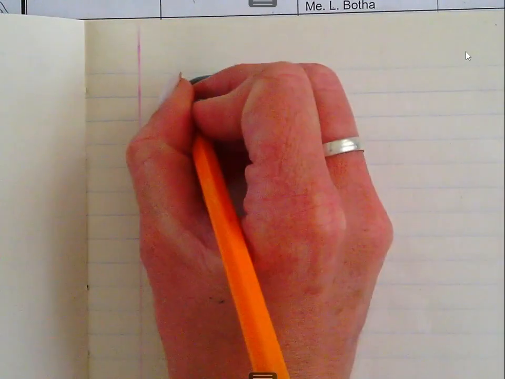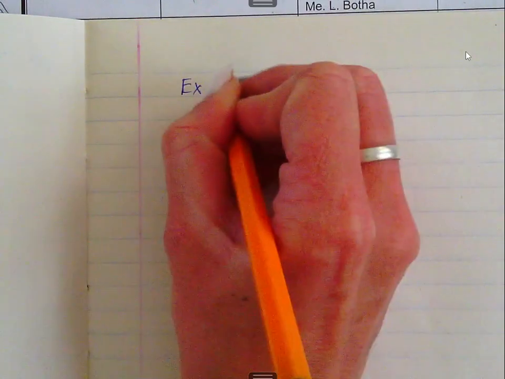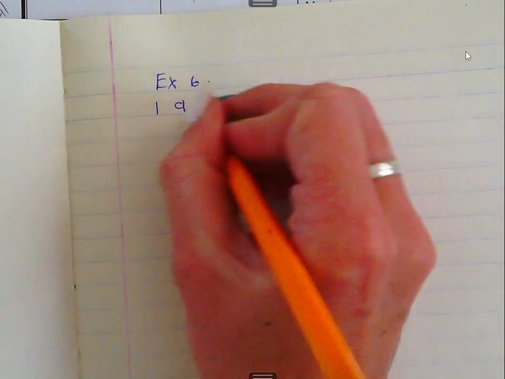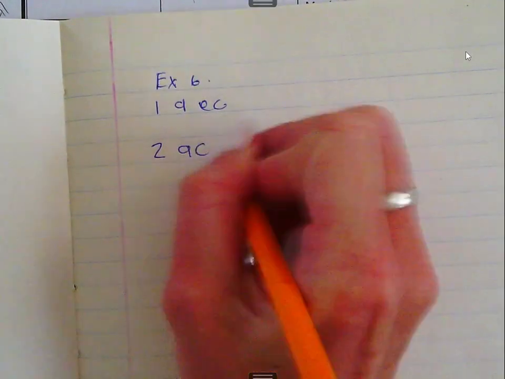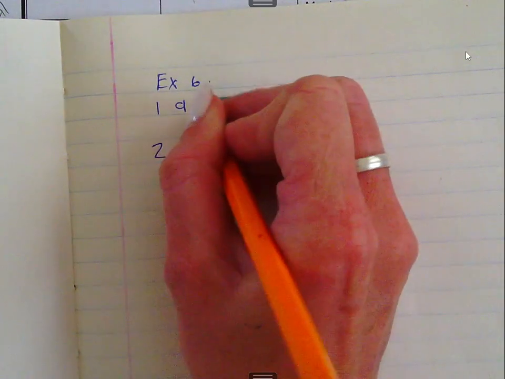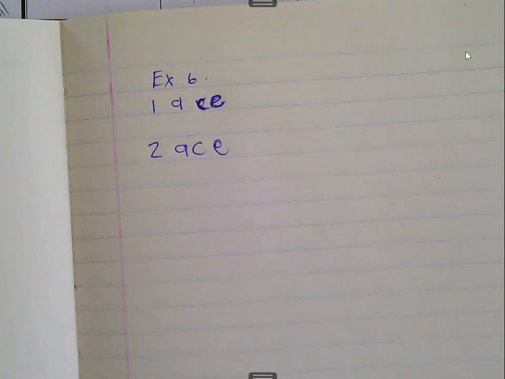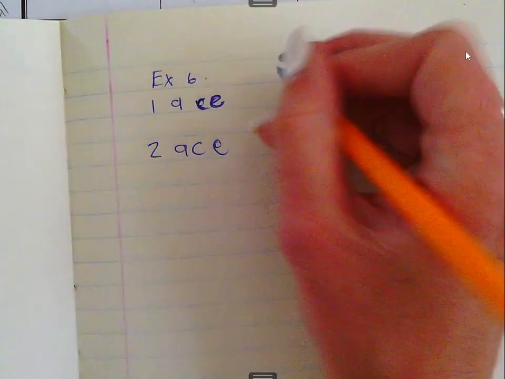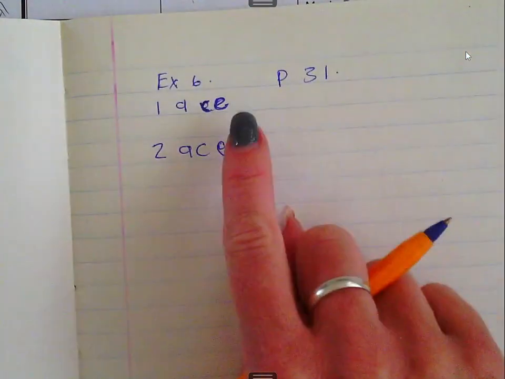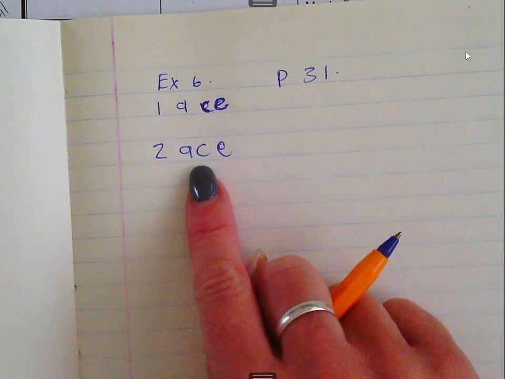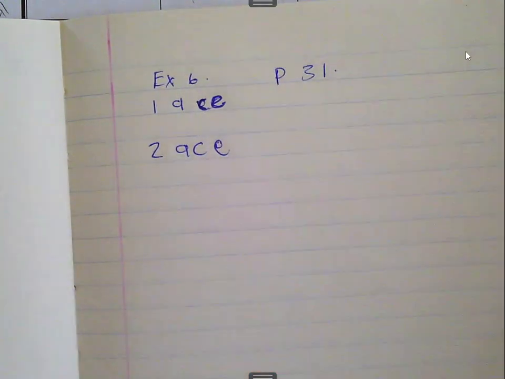But for now, I want you to do exercise 6, number 1 A, C and E, and number 2 A, C and E. Now, the only difference between number 1 and number 2 is that in number 2 they're asking you to leave your answer in simplest surd form. Page 31. Number 1 is asking for the answer in simplest surd form, and number 2 is asking rounded off to 1 decimal.